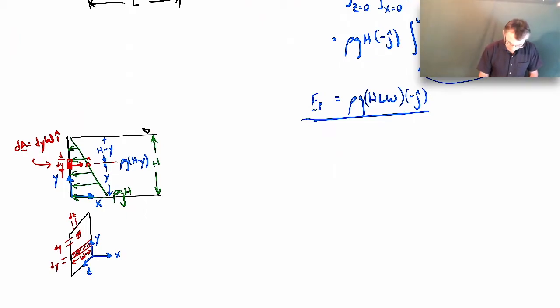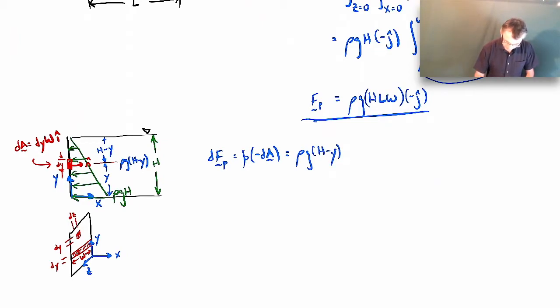So my little bit of pressure force will be the pressure times a little bit of area, and there's a negative sign there too. So it's going to be rho g (h minus y), that's my pressure, and then the area is going to be a minus dy times w in the i hat direction. So that's my little bit of pressure force. Again, this is the pressure, and this is my minus dA.